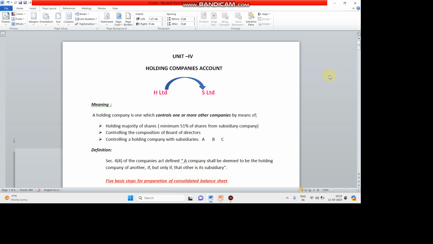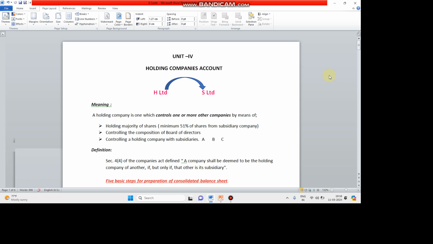A holding company is nothing but a company which acquired the majority of the share from another company. For example, there are two existing companies, namely H Limited and S Limited. Here, H Limited acquired the majority of the share from S Limited. So the company which acquires the majority of the share is known as the holding company, and the company from whom the majority share has been acquired is known as the subsidiary company.